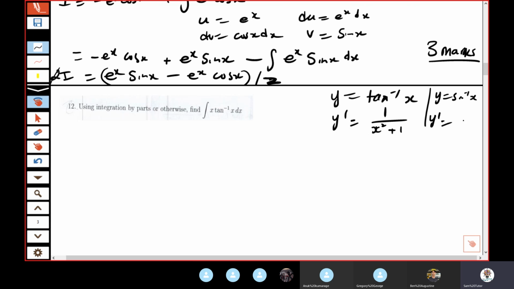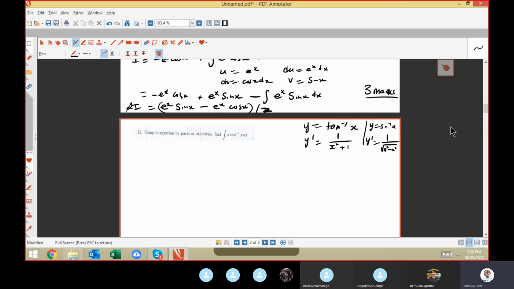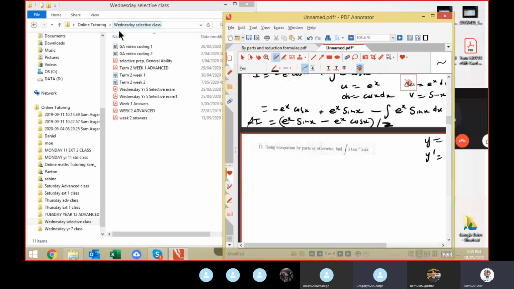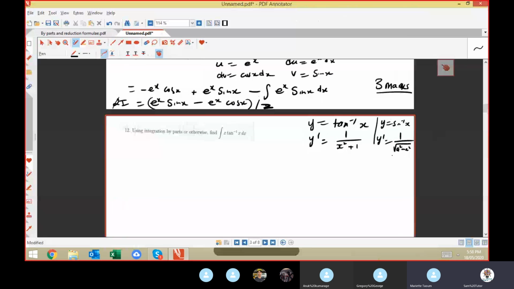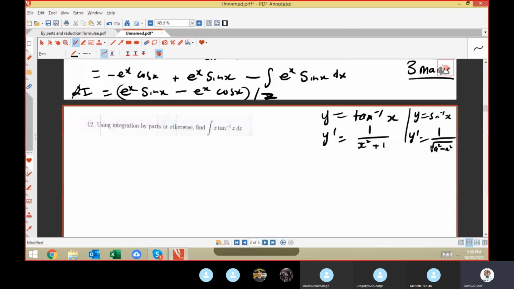Do you want to try it? 1 on root of something, minus, and the other one is plus. I think it's a squared minus x squared, not x squared minus a squared, right? For inverse sine it's 1 on root 1 minus x squared. Yes, so it's a squared minus x squared. Correct. Or 1 minus x squared. Cool.